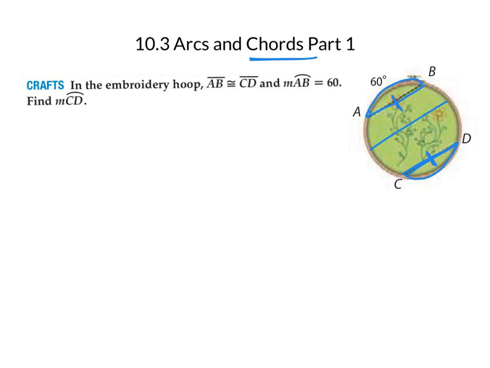Once you know that, you can solve a lot of simple problems just like this one. In this problem, they say the measure of arc AB is 60 degrees. What's the measure of arc CD? The answer is 60 degrees because they are congruent.